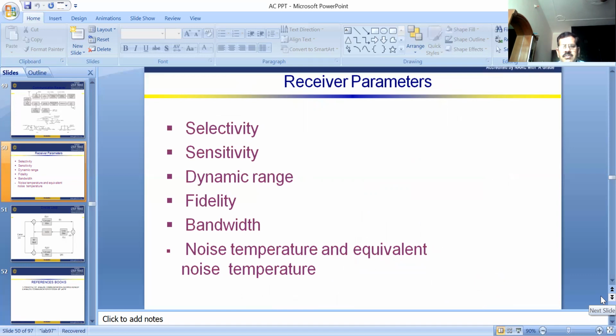Here are some receiver parameters which we consider in receivers for their performance. First one is selectivity, second is sensitivity, third is dynamic range, fourth is fidelity, next is bandwidth, and the last parameters are noise temperature and equivalent noise temperature. These are some receiver parameters which are considered for deciding the performance of the receiver.